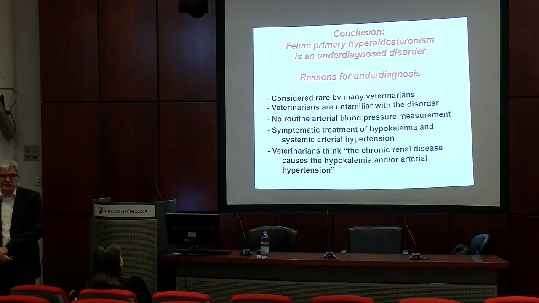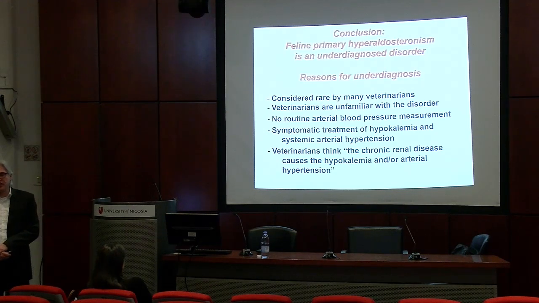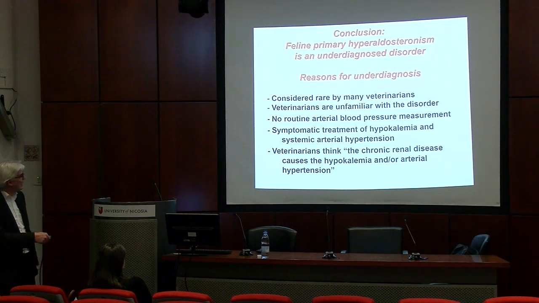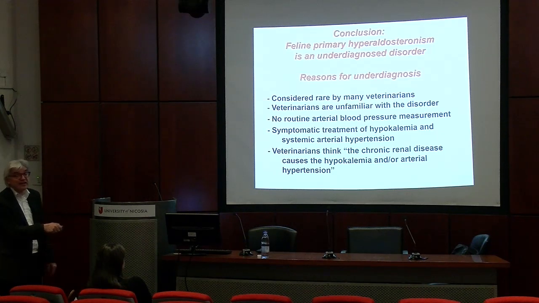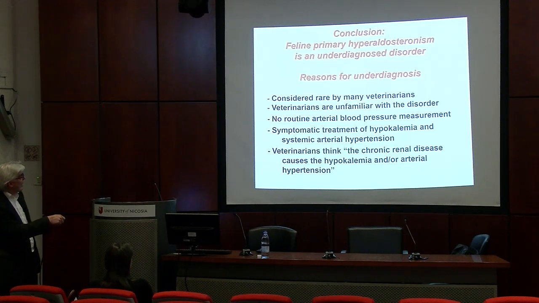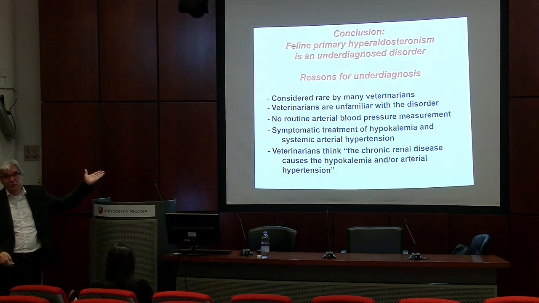Then going back to my title slide, in which I mentioned that it was an underdiagnosed disorder. What's the reason that it's underdiagnosed, not only in veterinary medicine, but also in human medicine? Well, that's because it's considered rare by many veterinarians. Probably you also thought before this lecture that it was a very rare disorder. It isn't. And veterinarians are unfamiliar with the disorder. If you don't know the disorder, you will never diagnose it. But that's not true for you anymore. You know now this disorder exists. So you can never say, I cannot diagnose because I didn't know the disorder.